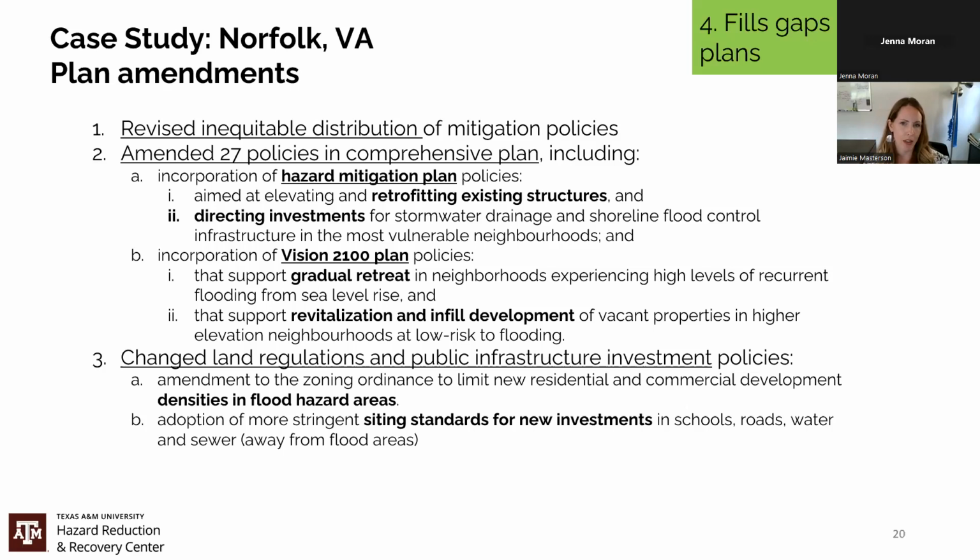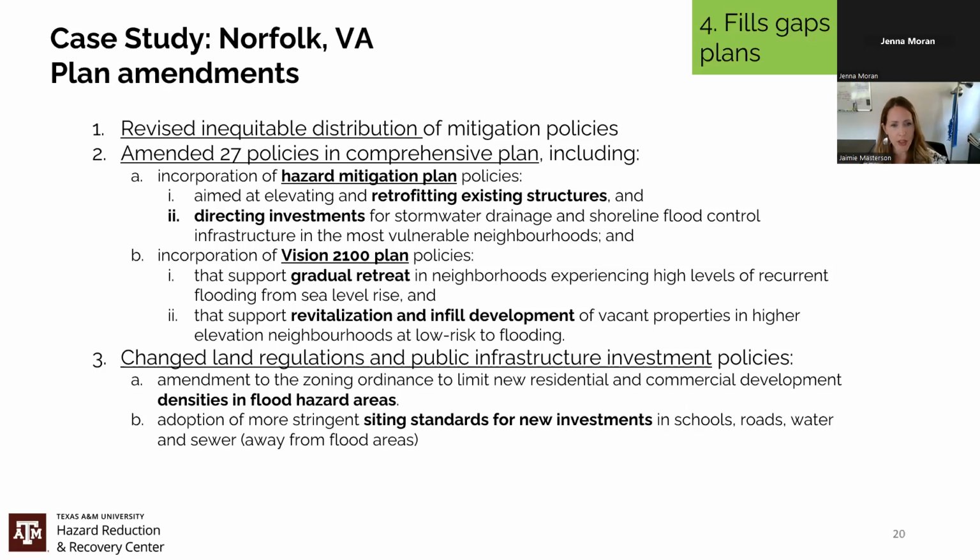Because really, at the end of the day, the comprehensive plan is pushing development and redevelopment in the community. So how and where people are matters, and how can we adjust the built environment and reduce our vulnerabilities in that process? In that plan, they talked about some pretty progressive initiatives like gradual retreat, and they also talked about how they could revitalize and do more infill development in the higher elevated areas of the community.